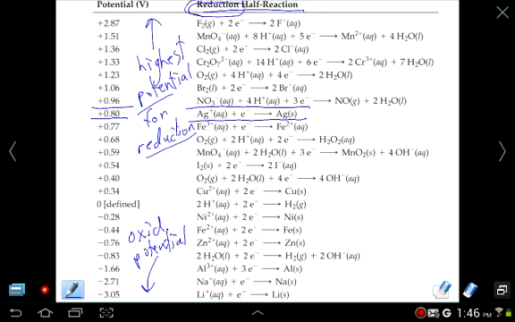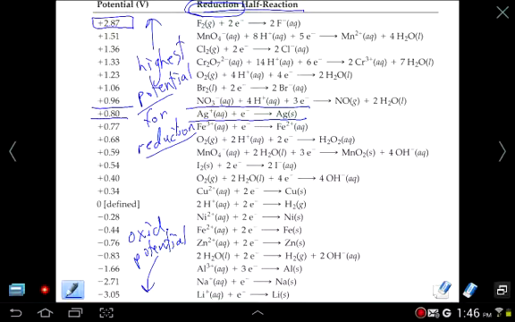You'll notice that at the very top the species is fluorine. What we know about fluorine is that it is extremely electronegative, the most electronegative of all the elements, which means it really desires electrons. Fluorine sits at the top of the reduction potential table because it has the highest desire for being reduced. That's why it's at the very top. Its reduction potential is 2.87.